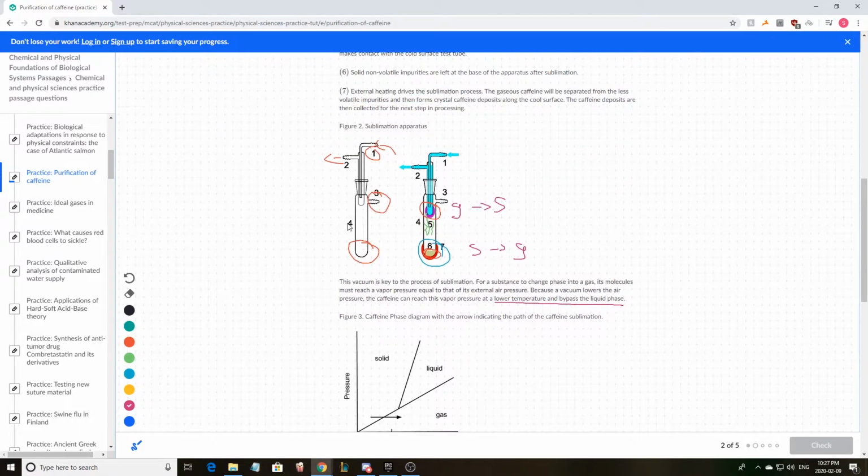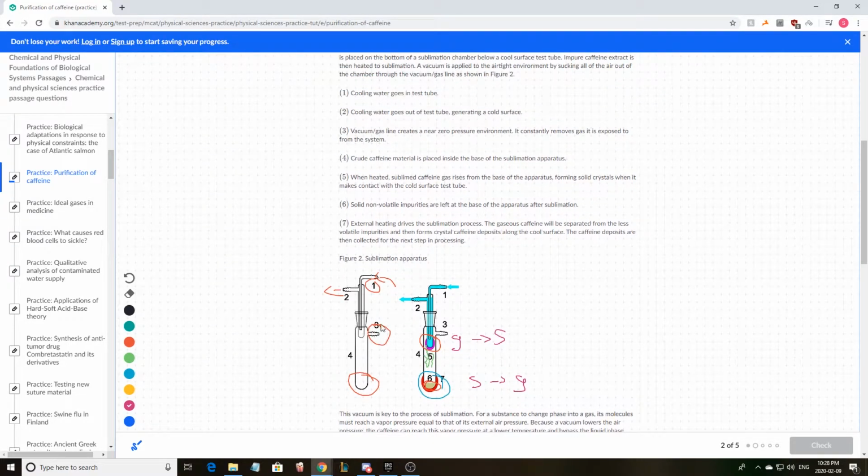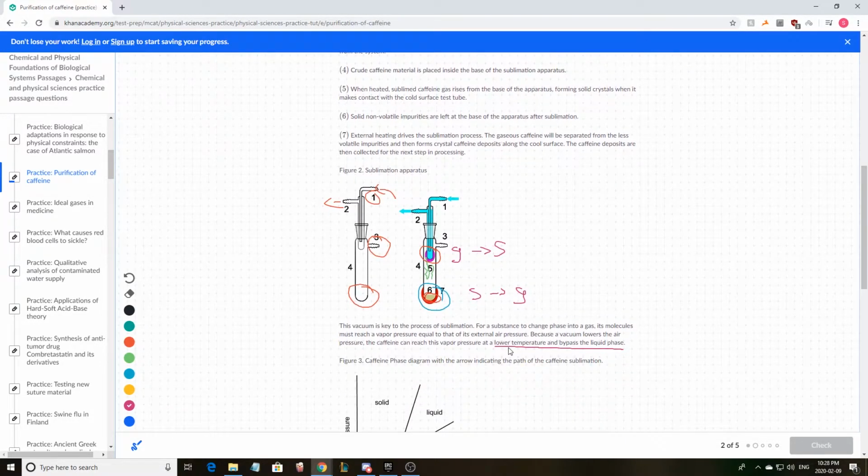Again, to refer back to the example, what they're saying is this tube that's actively working to create the vacuum in the system is going to make it so caffeine is able to go from a solid to gas directly. In the absence of this chamber, where a vacuum is being created, you might have to heat up your solid a lot more in order for it to turn into a gaseous state. And even in that case, it might have to turn into a liquid first.